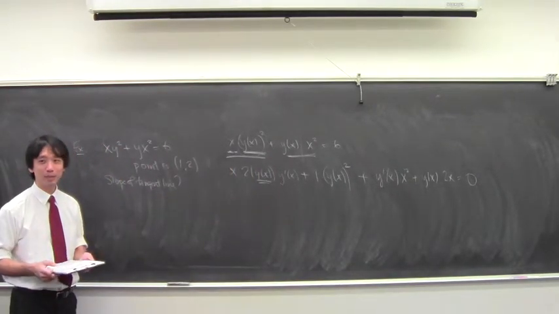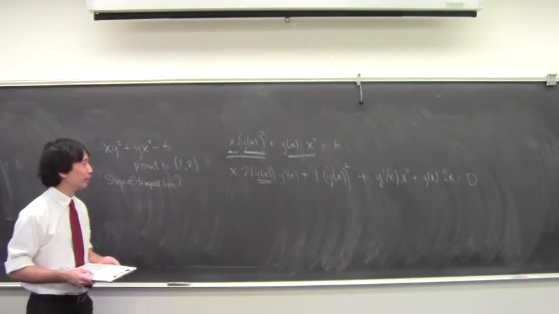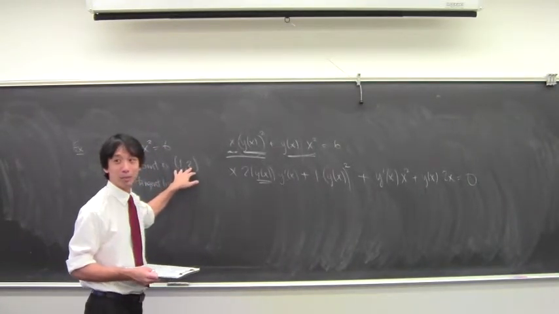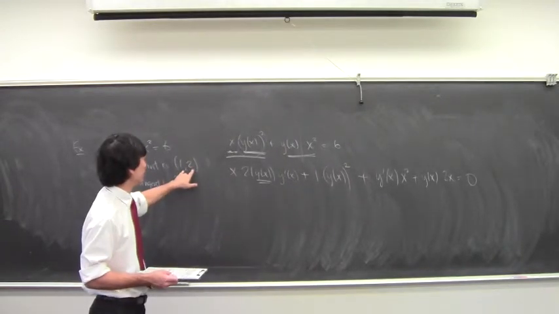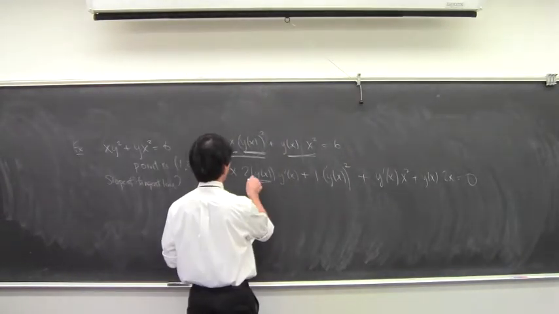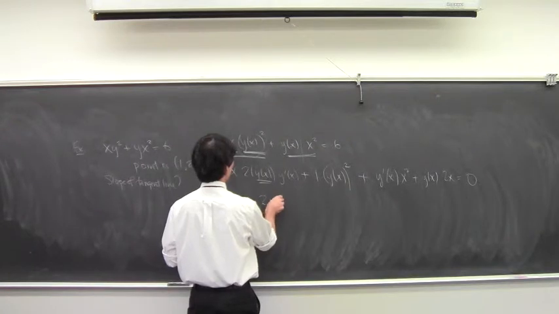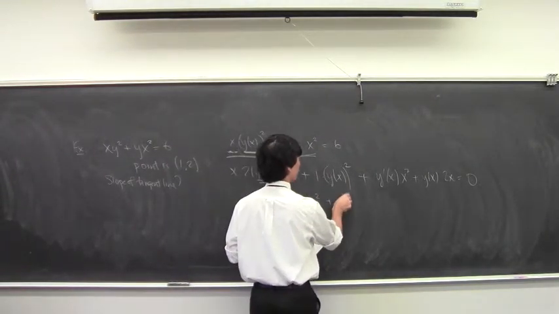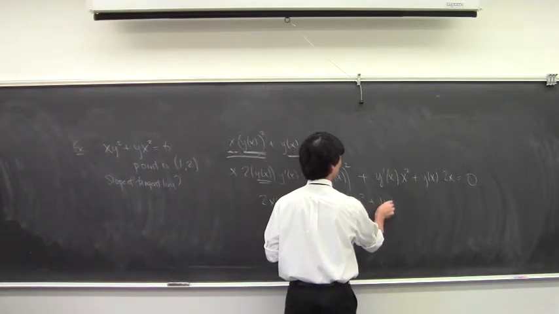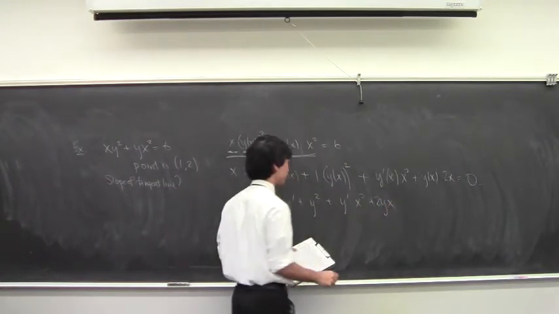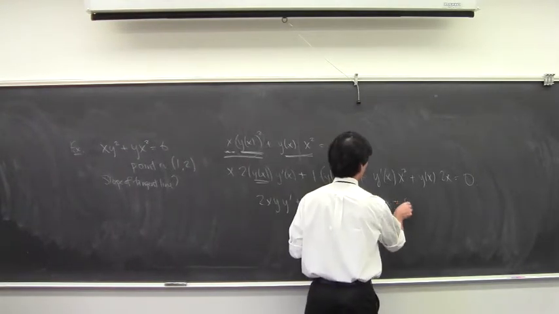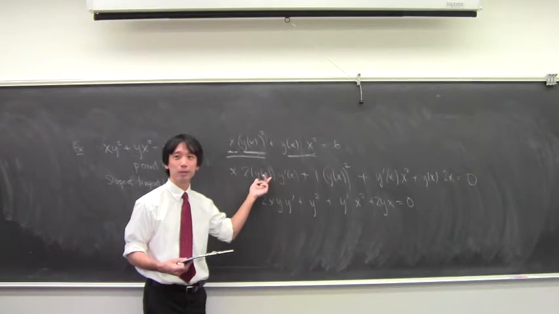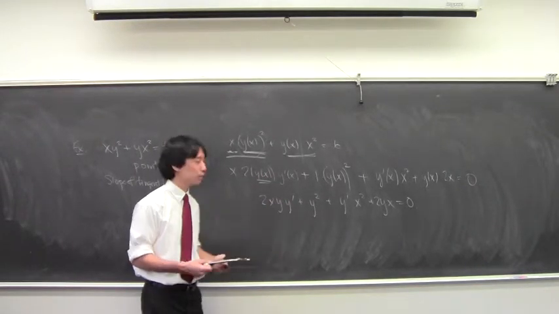Okay, so then we have this thing, and you could solve it for y prime, or let's just plug in x and y at this point. So let me write it out. We got 2xy y prime plus y squared plus y prime x squared plus 2yx equals 0. So all I've done is removed the dependence, I'm just sort of abbreviating.